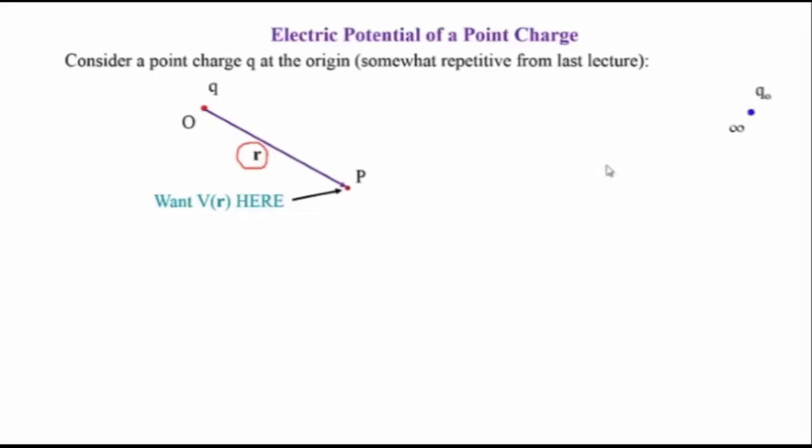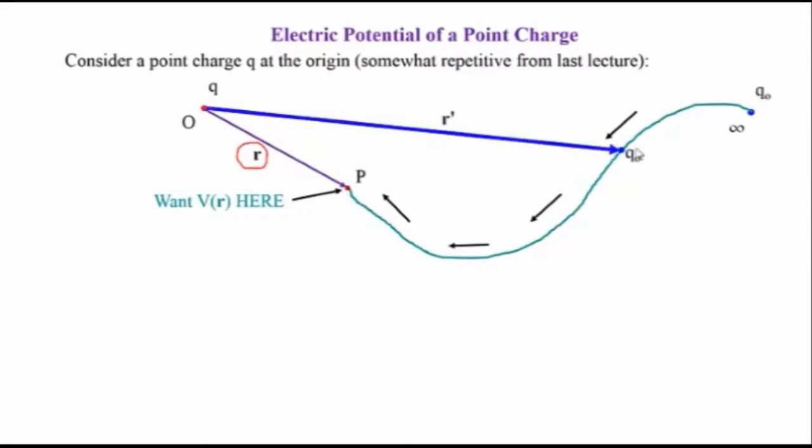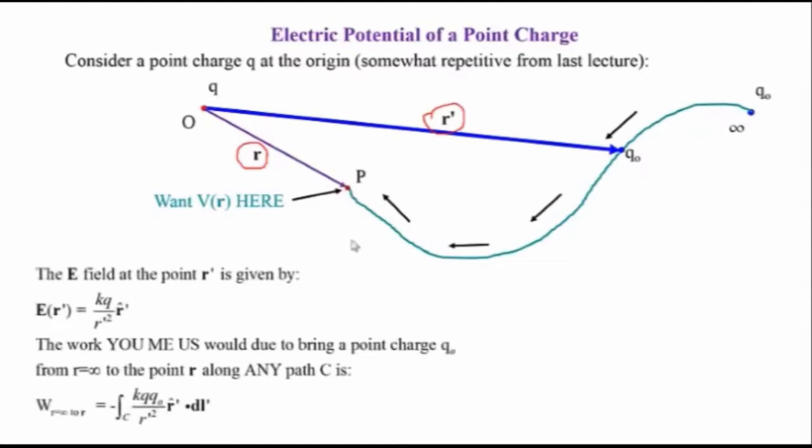We know that if we start at infinity and we take a Q0 and move it towards the point P right here, we can take the position of Q0 and define it in terms of this R prime, and move that R prime from Q0 at infinity to the point P. If we look at the equations, then the E field at the point R prime, so that's this right here, is equal to kQ over r prime squared r hat prime.